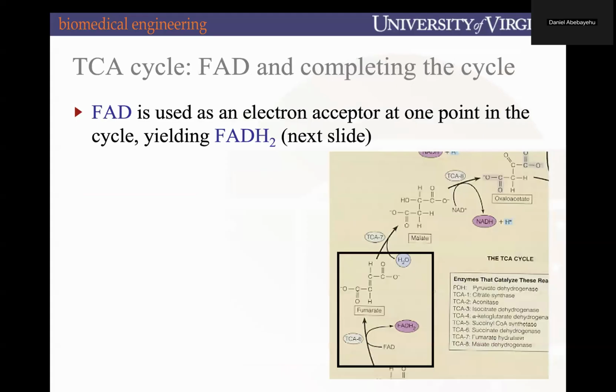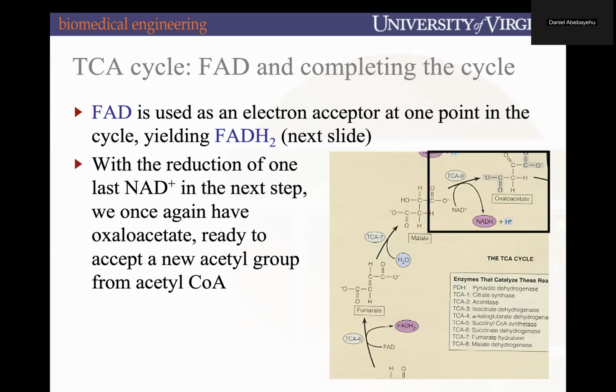Finally, we have our new reducing equivalent species that's also been produced here. We've only been talking about NADH. We have another species of reducing equivalent called FADH2. And so FAD accepts the electron transfer during this oxidation event when we produce fumarate. And so during one TCA cycle, one FADH2 is produced.